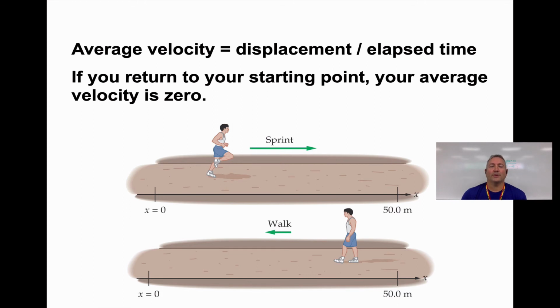So if you end up in the same spot that you started, your displacement is 0, so your average velocity is 0. If you start the day in your bed and travel all over, running errands or doing whatever, and end up in the same spot, your average velocity over the course of the day would be 0, even though you were going all over. The distance traveled and your average speed would not be 0.